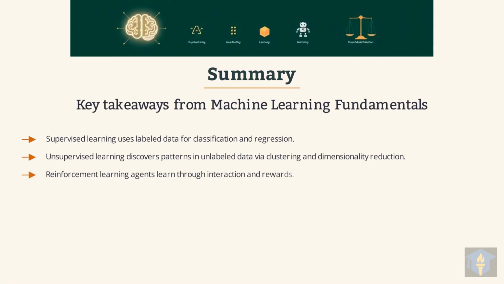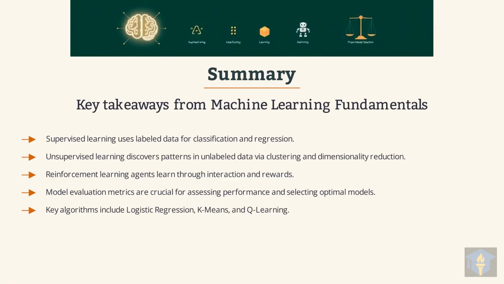Then, we discussed reinforcement learning, where agents learn optimal actions by interacting with an environment and receiving rewards. Furthermore, understanding model evaluation metrics is crucial for assessing performance and selecting the most optimal machine learning models. We also explored key algorithms like logistic regression for classification, k-means for clustering, and Q-learning for reinforcement learning. Finally, proper model selection is vital to prevent common issues such as overfitting and underfitting in your machine learning projects.